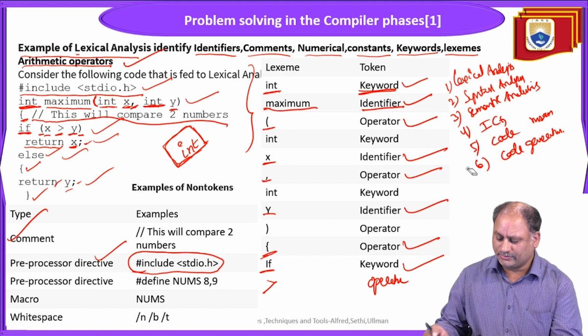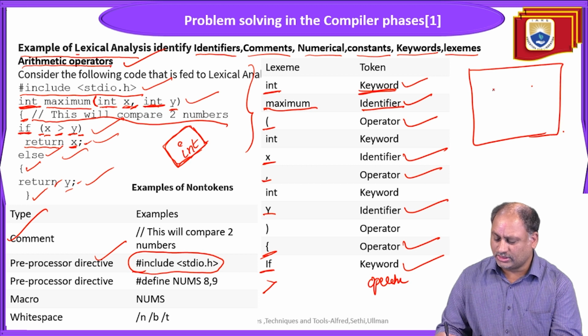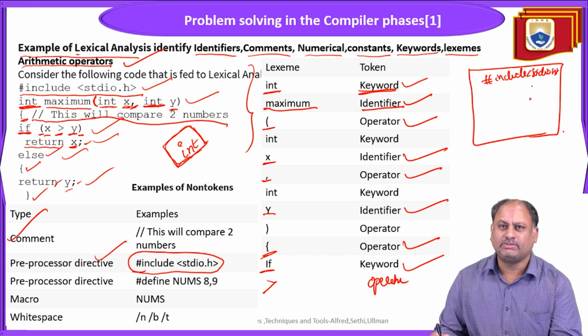The source program is whatever program is given, which is in the source language, like the statements, for example hash include std.h. Suppose it is a C, C++, or Java program, any program which contains a sequence of instructions given to the compiler for execution purposes. It will generate the machine code and we get the results.